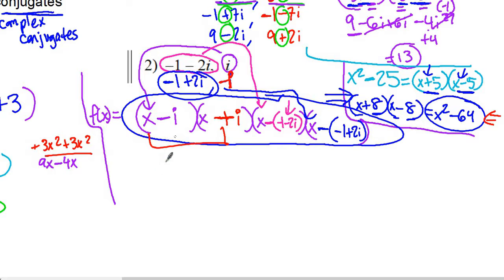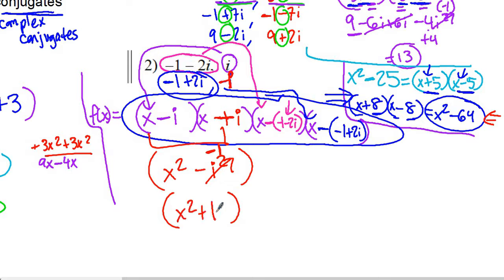So x minus i times x plus i is going to be x squared minus i squared. The outside and inside terms will cancel. i squared is the same as negative 1, so x squared minus negative 1 is the same as x squared plus 1. So there at least is our first part.